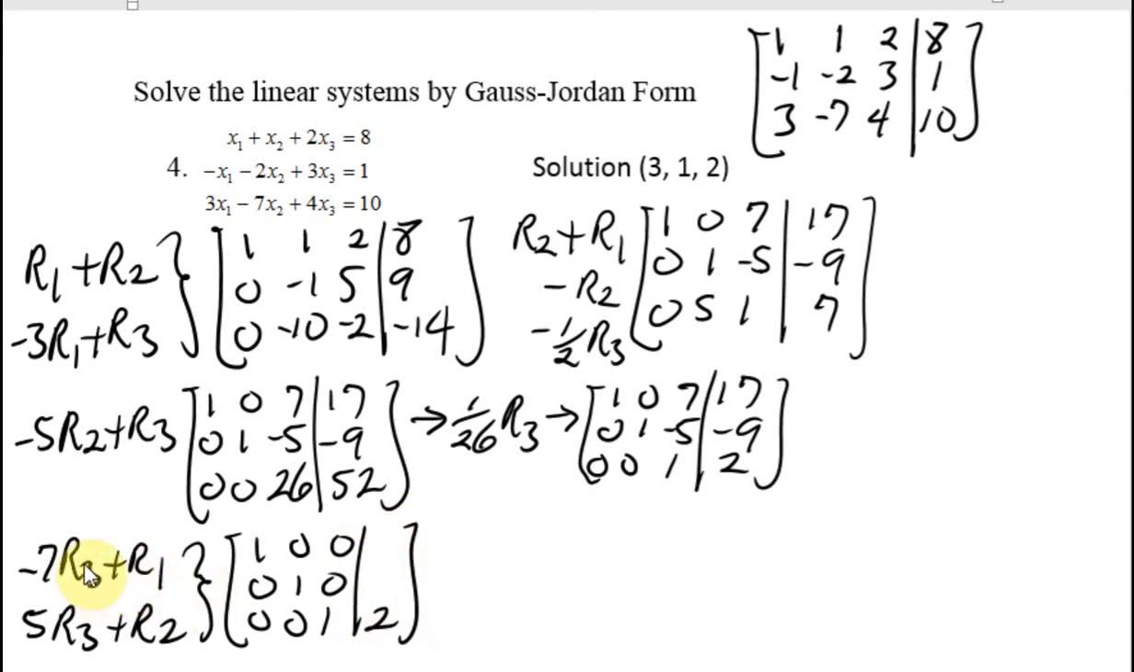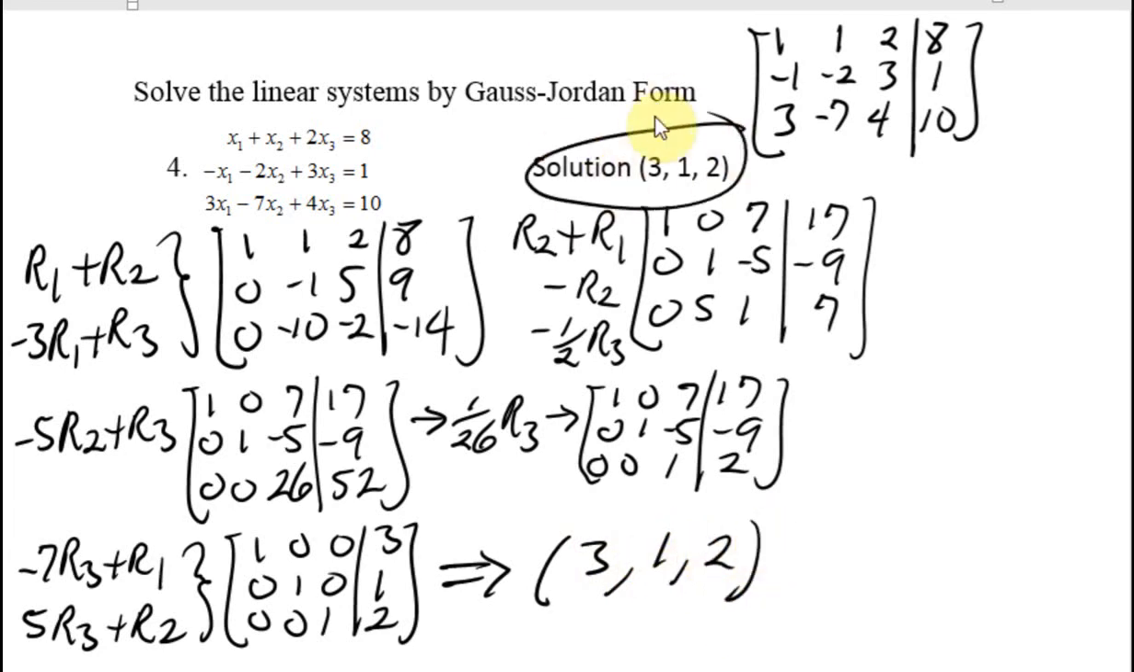Now we do the math over here on the augmented part. So negative 7 times 2 is negative 14 plus 17 is just 3. And then 5 times 2 is 10 minus 9 is 1. And so that implies that the solution is 3 comma 1 comma 2. And that's what we have up there.